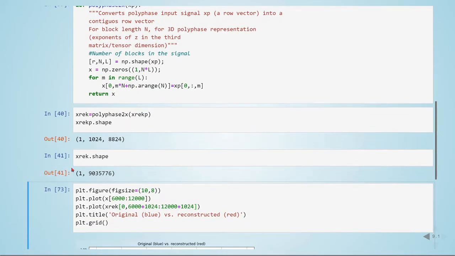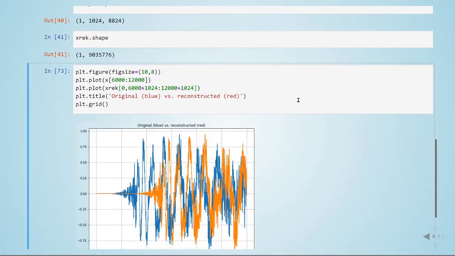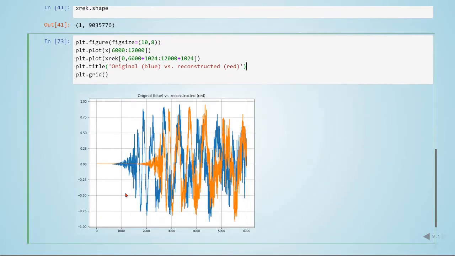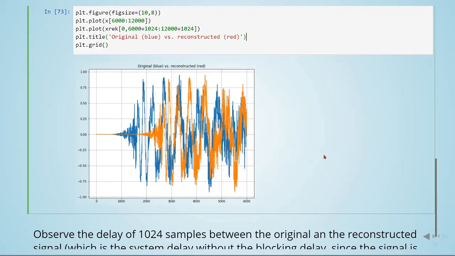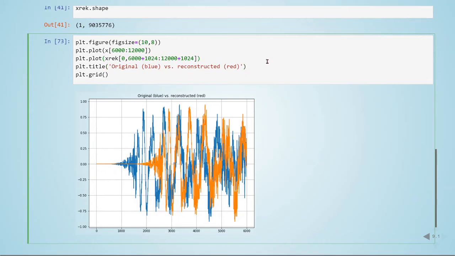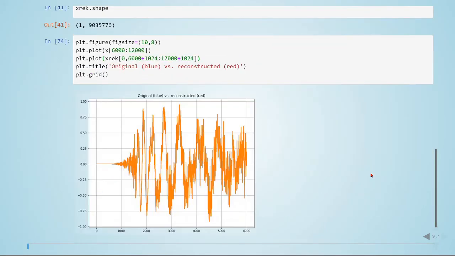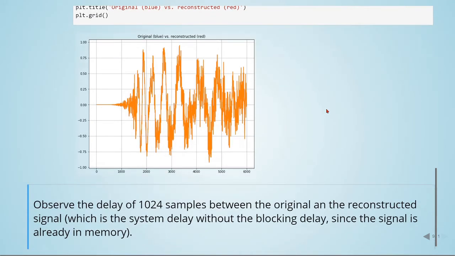We have this here, and here we can plot the original, which is in blue, and the reconstructed, which is in orange. And we see that there is a delay of 1024 samples. So if I introduce this 1024 samples, we have perfect reconstruction with this delay of 1024 samples between the original and the reconstructed signal, which is the system delay without the blocking delay, since the signal is already in memory.